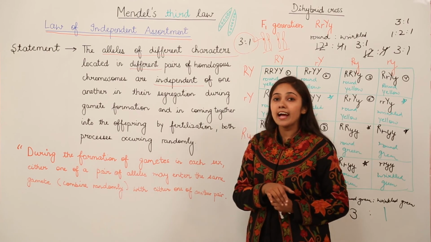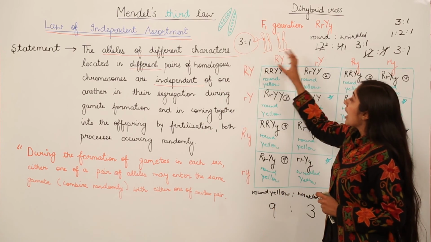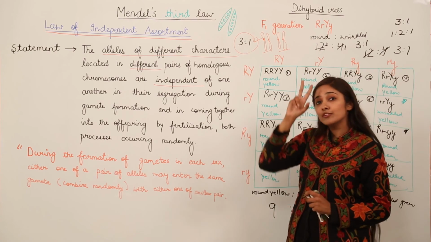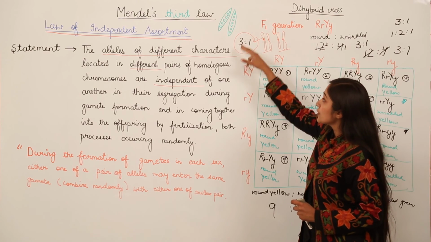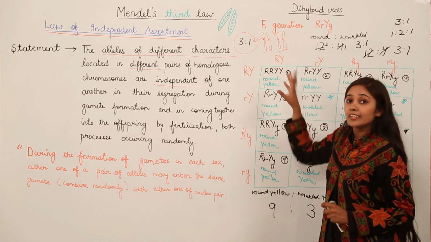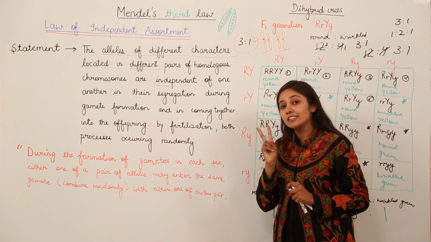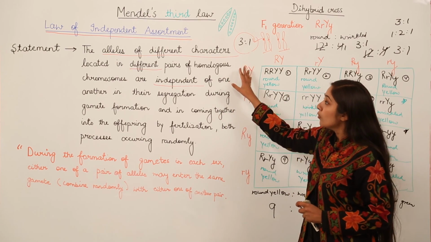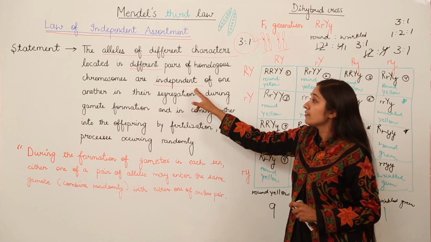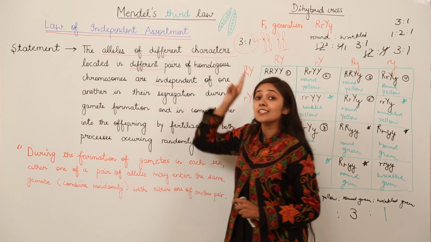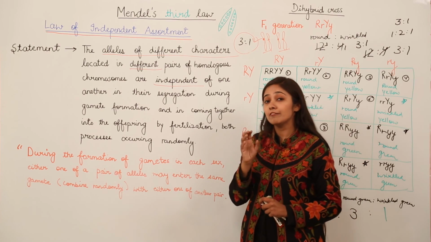So when we come to the same ratio as in the monohybrid cross, this confirms that when alleles are in pairs and we have two different characteristics on different pairs of alleles, the conclusion is that they do not affect each other. This is how the alleles are independently assorted, and this gives the law of independent assortment. I hope this is very, very clear to you now.